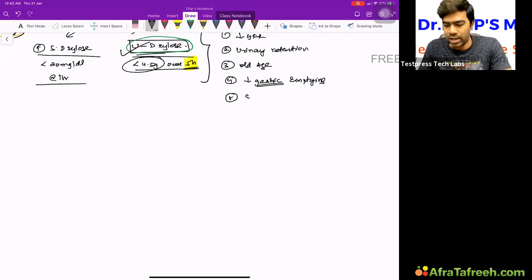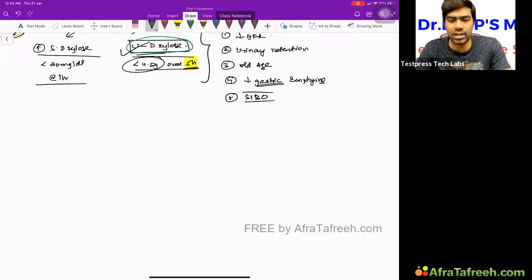And apart from that, if the patient is suffering from SIBO, small intestinal bacterial overgrowth, there is too much bacteria in the intestine. In this condition, the bacteria will start fermenting the D-xylose. So the amount of D-xylose that is absorbed actually is less because the bacteria is utilizing the D-xylose.